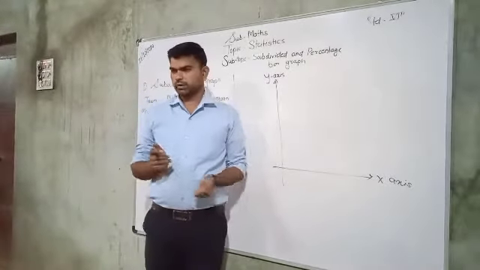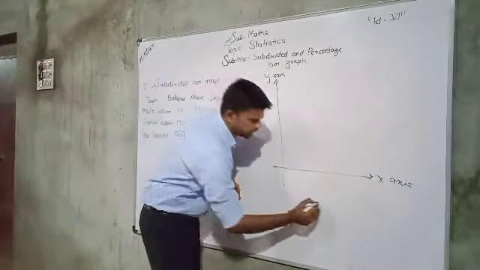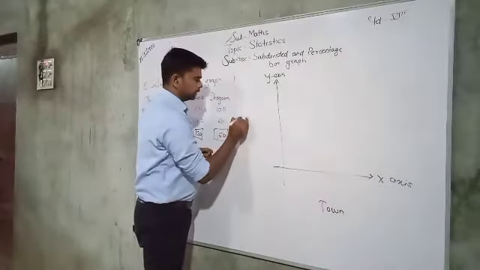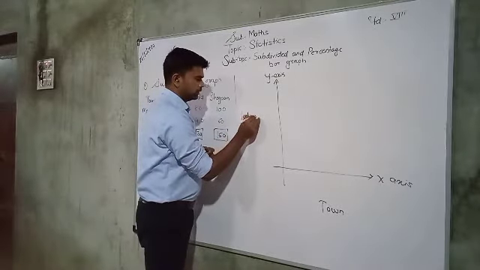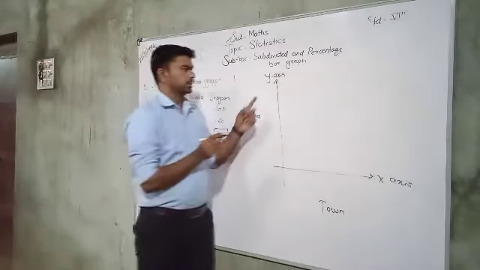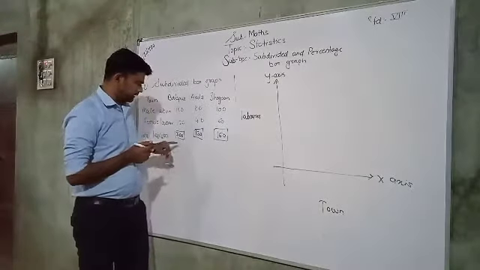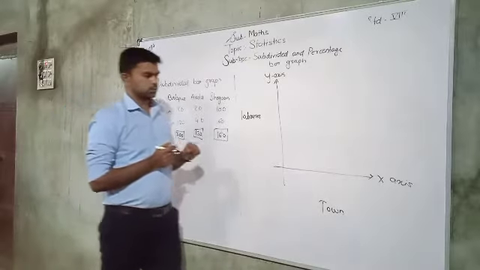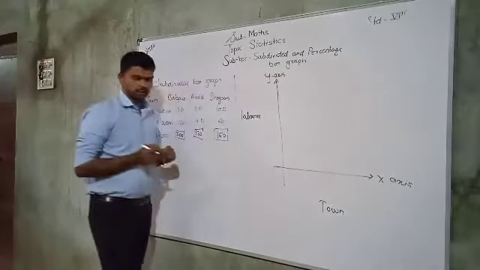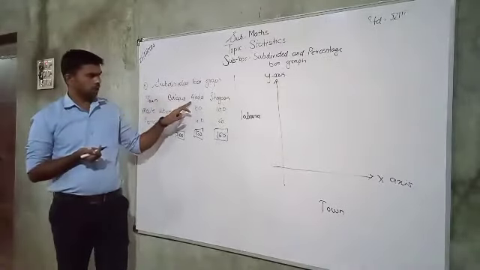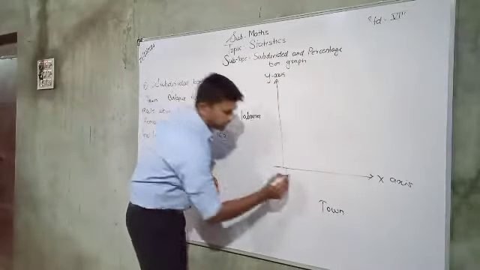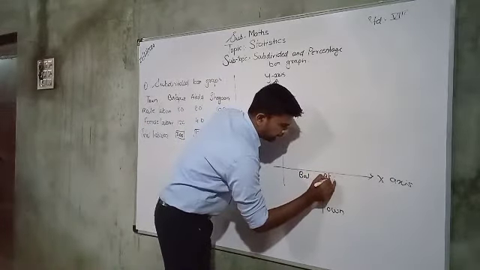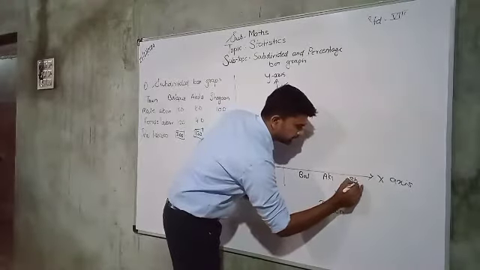On the X axis, what do we have to write? We have to write the name of the town. And on the Y axis we write the laborers. How many towns are there? Three towns: Balapur, Akola and Shegaon. So here we can write BAR for Balapur, AKL for Akola, and SSG for Shegaon.